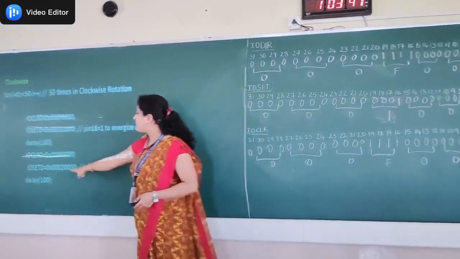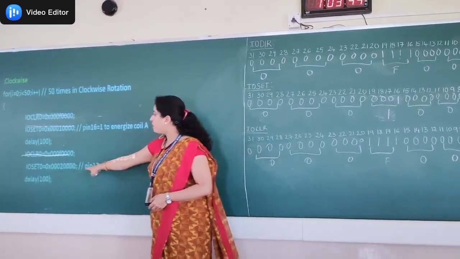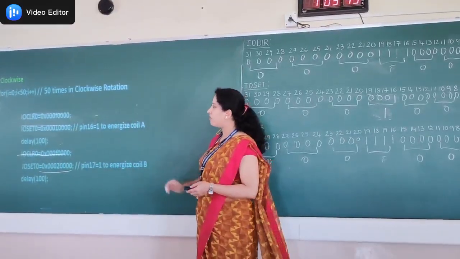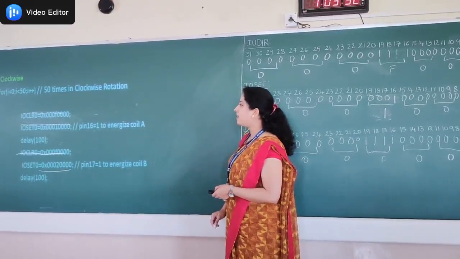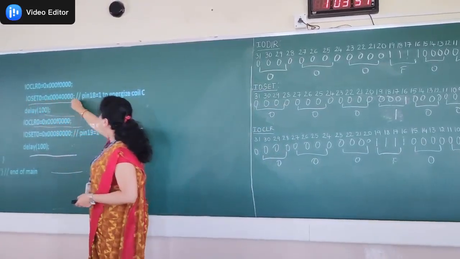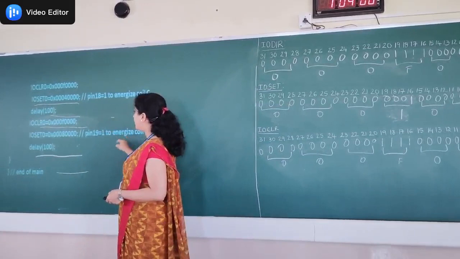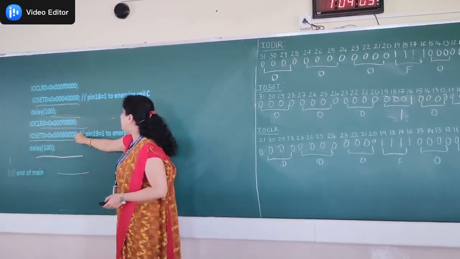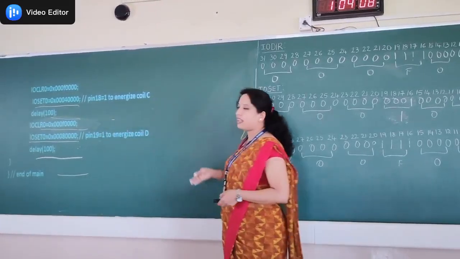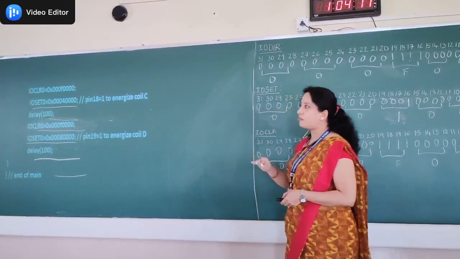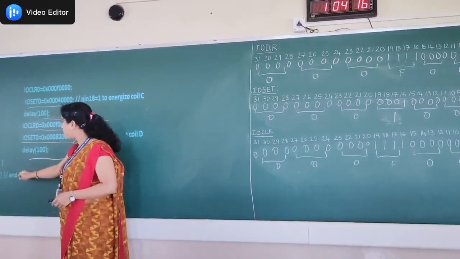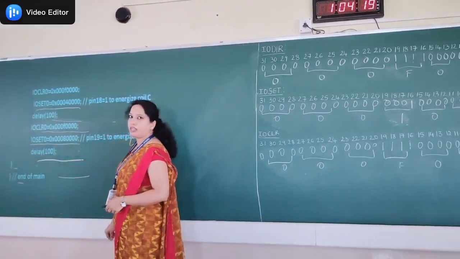Then we are going to energize coil B by placing 1 on pin number 17. So this is the value we get, the same value which we got for anti-clockwise, but we are placing it in reverse order. Next we are going to energize coil C by placing 1 on pin number 18. Then energize coil D by placing 1 on pin number 19. So this will make the motor rotate clockwise 50 times to complete a 360-degree rotation. This process continues in the while loop. So this is the end of while, end of main.